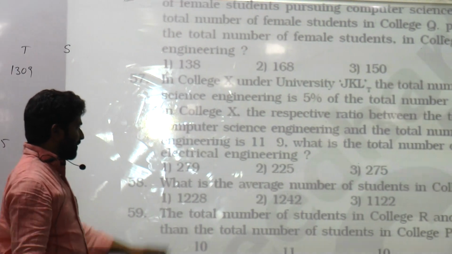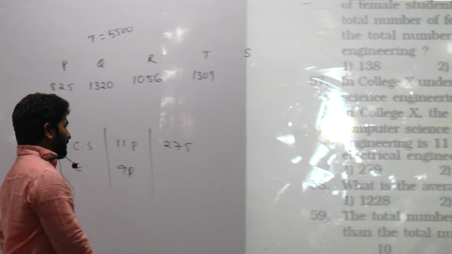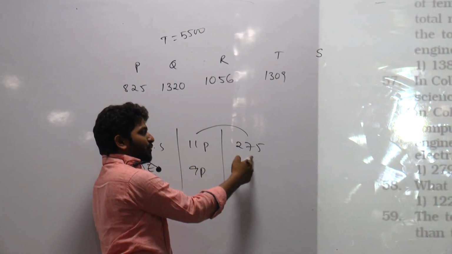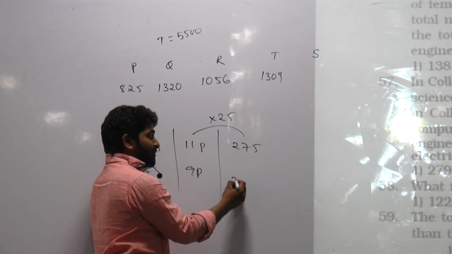Answer should be a multiple of 9. Yes, yes. More than one option, you have to do it. Fine. 11 how many times is 275? 25 times. 9 times 25 is 225.